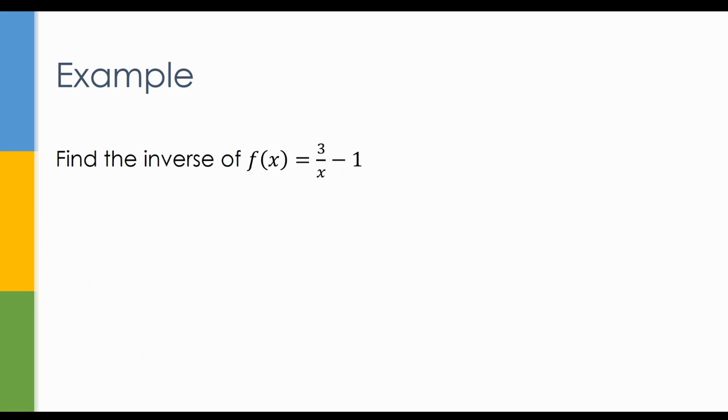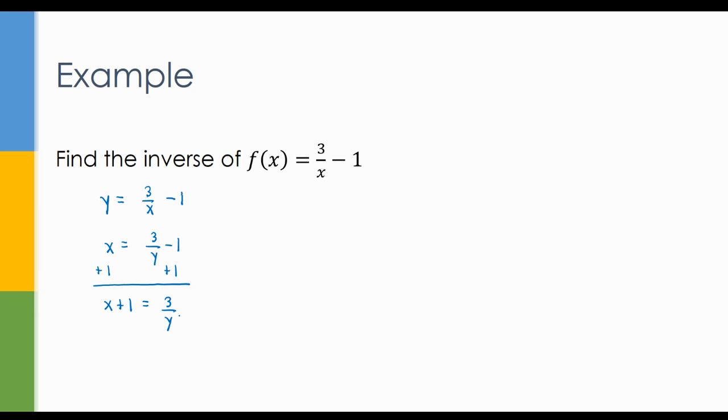Okay, then let's look for an inverse here. f of x equals 3 over x minus 1. So we'll change that to y equals 3 over x minus 1. I'm going to switch the x and the y around. Now I want to start solving for y. So I'm going to add 1. That gives me x plus 1 equals 3 divided by y.